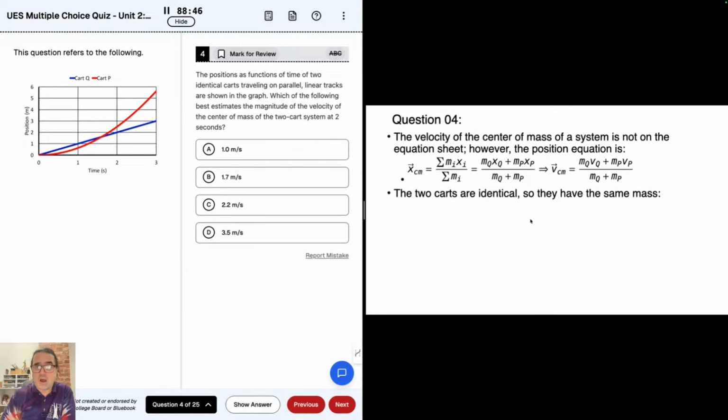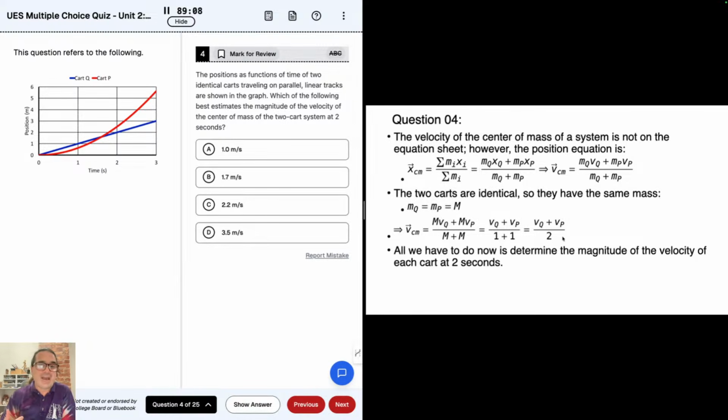So the two carts are identical, so they have the same mass. So let's just identify that as capital M. We could substitute in capital M for both of these, and you could see the masses cancel out, and we end up with the velocity of cart Q plus the velocity of cart P divided by 2. So in order to solve for the velocity of the center of mass of this object, all we have to do now is determine the magnitude of the velocity of each cart at 2 seconds.